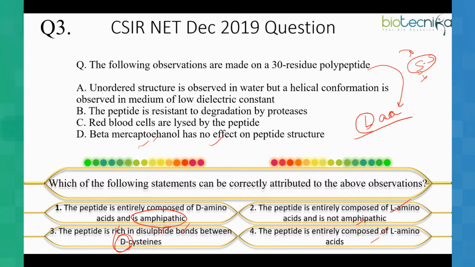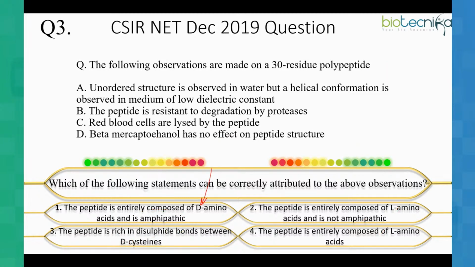Okay, so it will have an effect on the peptide, which means that the protein should not be having these disulfide bonds. Definitely not. Otherwise, if there is a disulfide bond which can form between D amino acids or L amino acids, that will not matter. But if it had a disulfide bond, then definitely beta mercaptoethanol will be able to break those. But if it is not able to break, it means definitely this is not the answer. Okay. So the correct answer will be D amino acid.